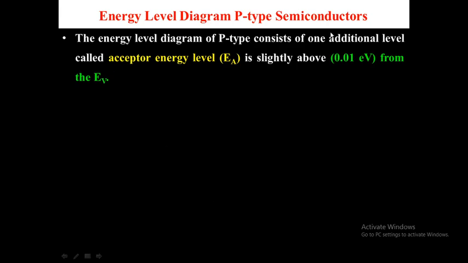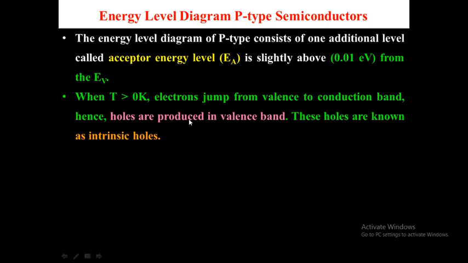The energy level diagram of p-type semiconductors consists of one additional level, that is the acceptor energy level, which is denoted by EA, which is slightly above, 0.01 eV, from the top of the valence band. And when the temperature is greater than 0, some of the electrons jump from the valence band to the conduction band, and holes are produced in the valence band. These holes are known as intrinsic holes.